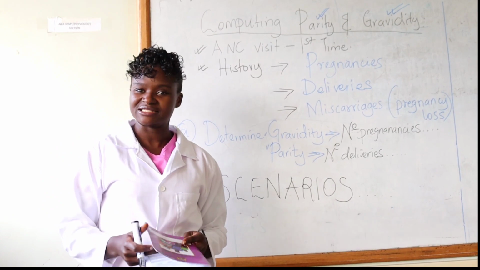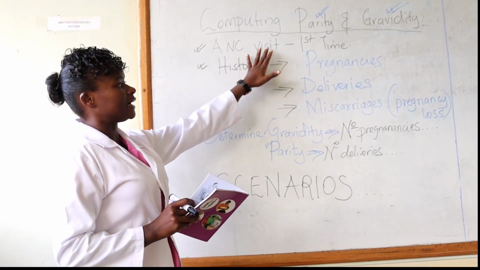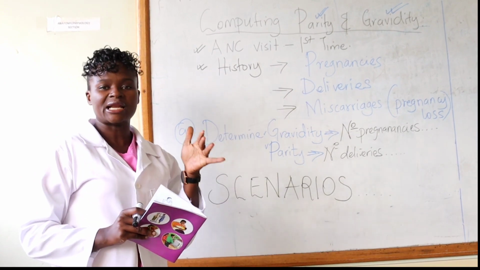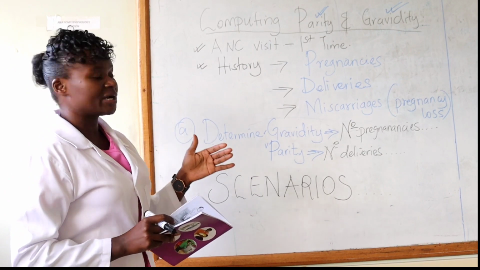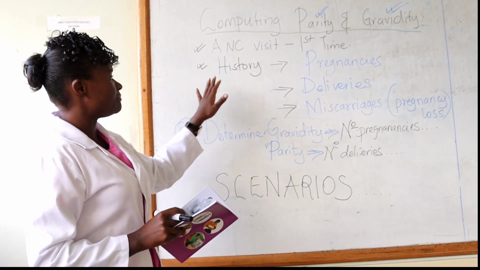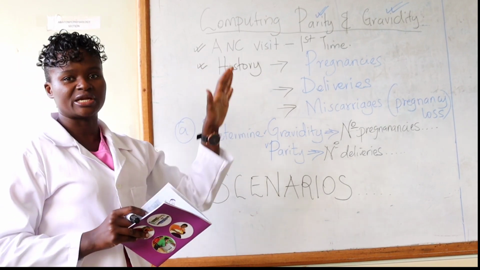Normally when we have our clients in the ANC clinic, the very first thing we do is to take the history. So any client, especially those who come for the first visit to our clinics, when they are pregnant, we have to take their history. And part of the history that we take is what will help us to compute the parity and gravidity.